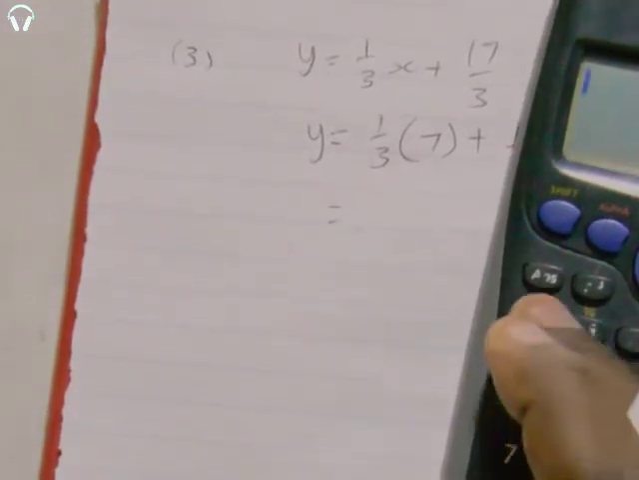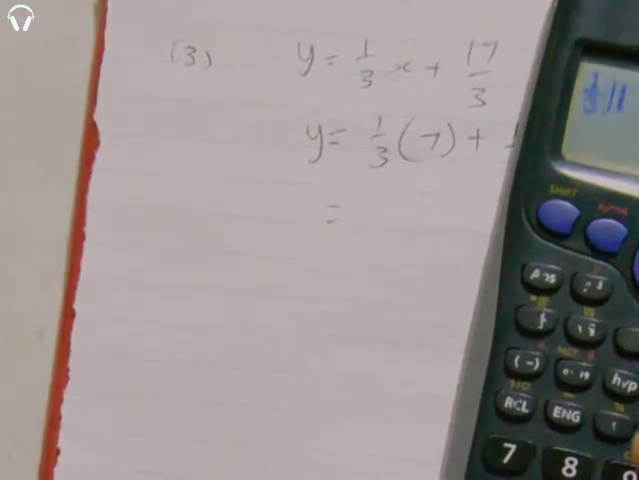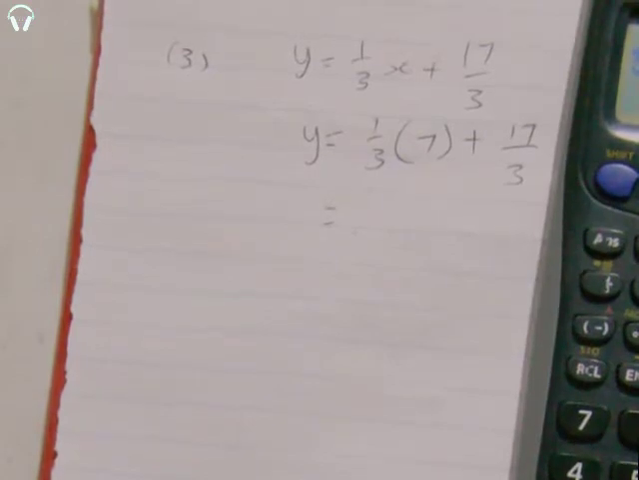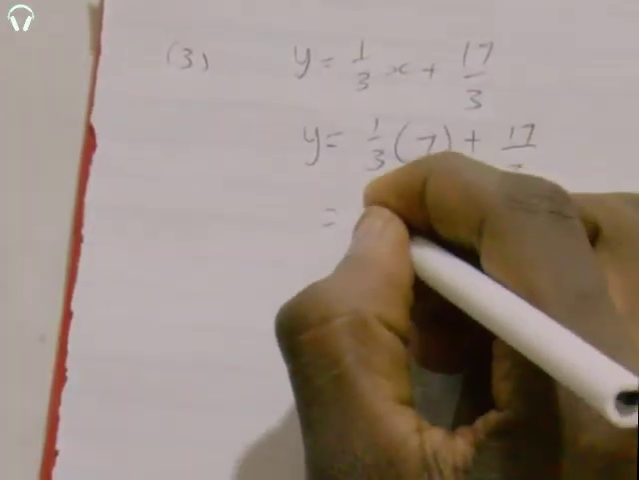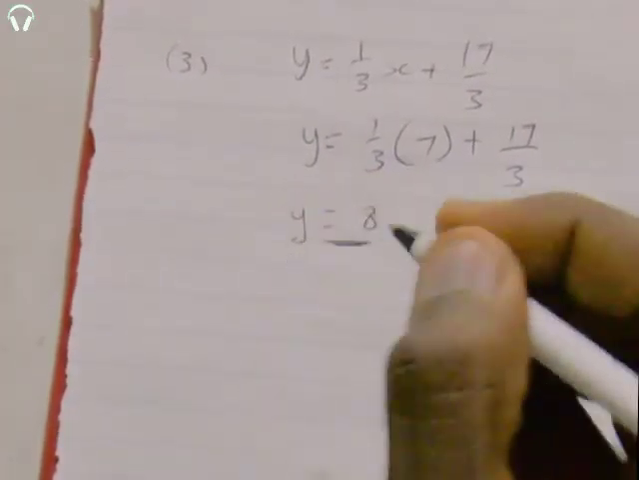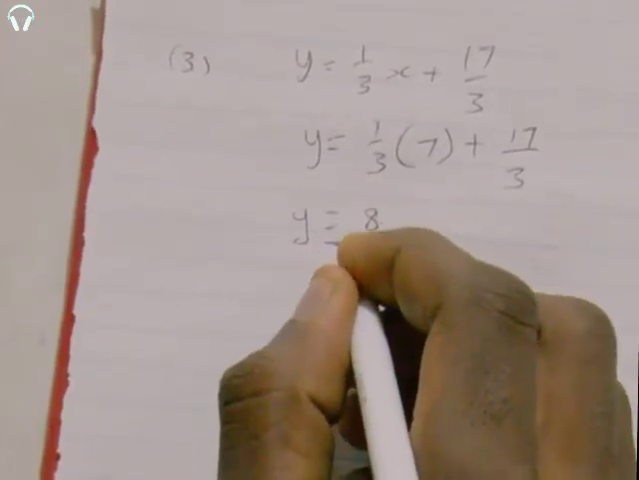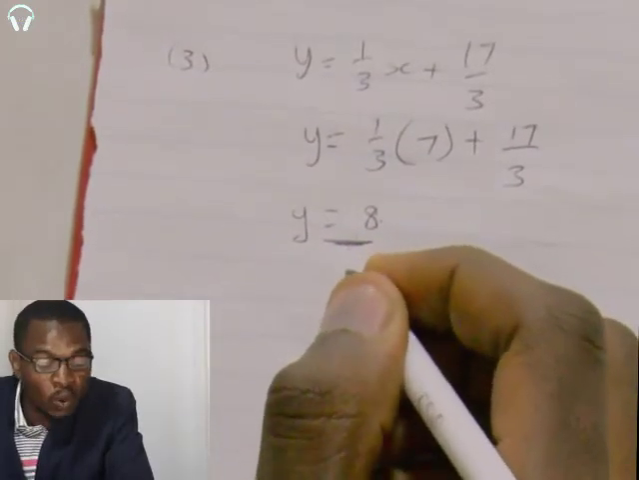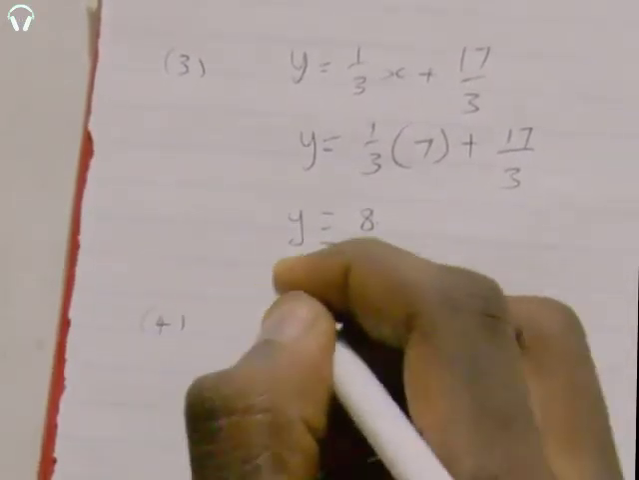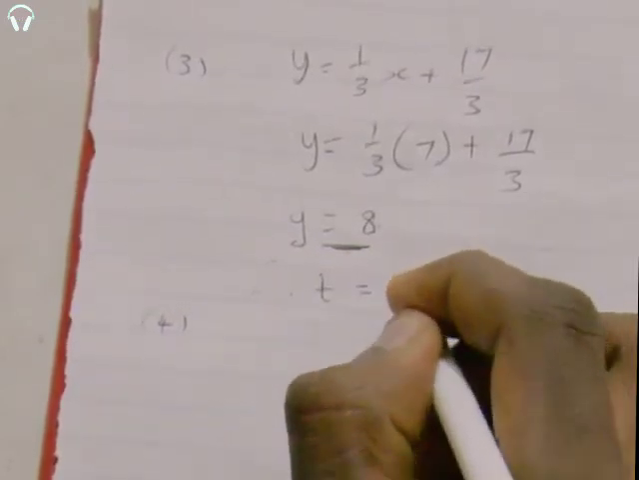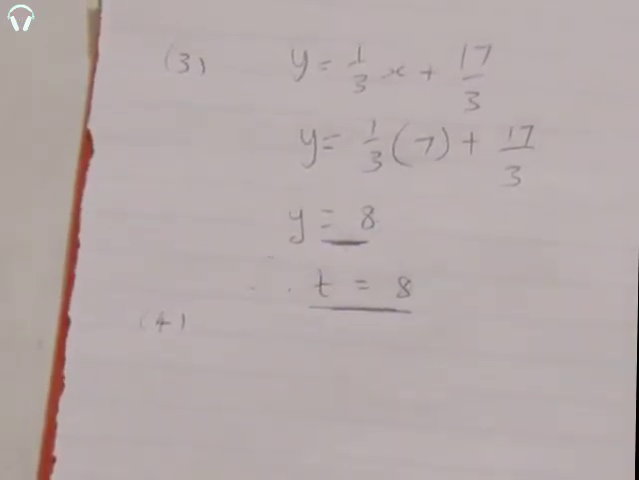So from here, you plug into your calculator and it will do the rest. 1 over 3 times 7 plus 17 over 3. Our answer becomes 8. Therefore, the y coordinate of the point D is 8, which is what we were asked to prove. Therefore, t equals 8. Question 4.